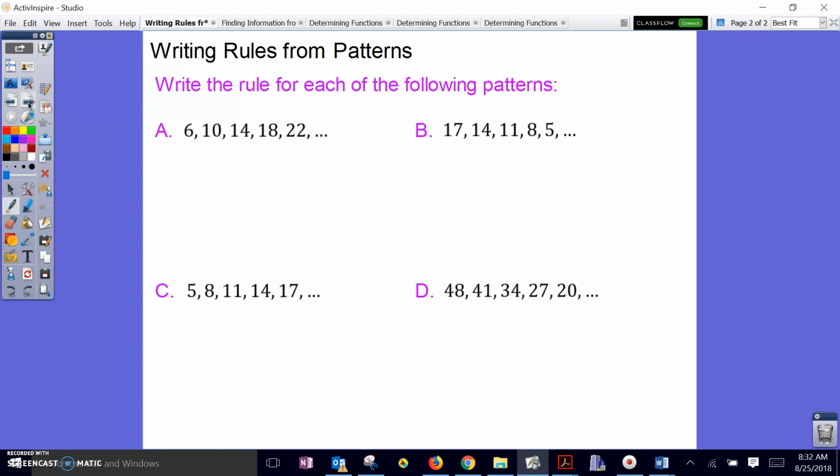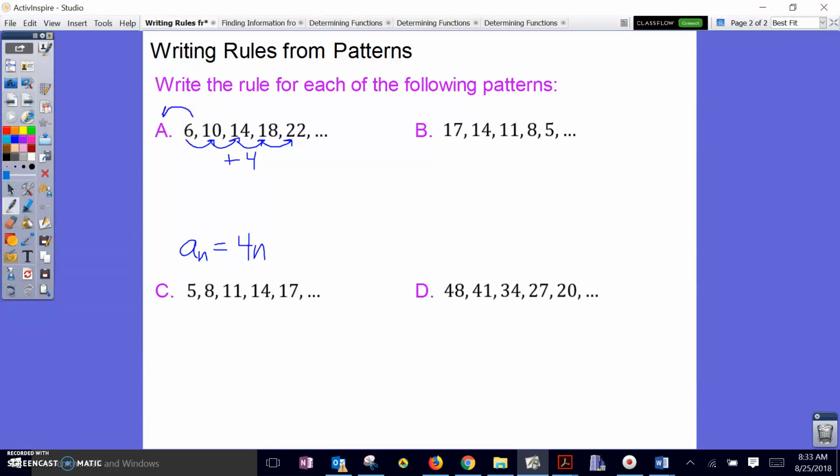Alright, part A. We're going to write the rule for each of the following patterns. Here we go. So the first thing I do is I look at what is the common difference to get from one term to the next in this pattern. What are we adding or subtracting always to get from one term to the next? We're always adding 4. So our common difference is going to be a positive 4. So when we go to write our rule, we're going to have a sub n is equal to 4 times n. And then what we need to do is we need to figure out what the 0th term is.